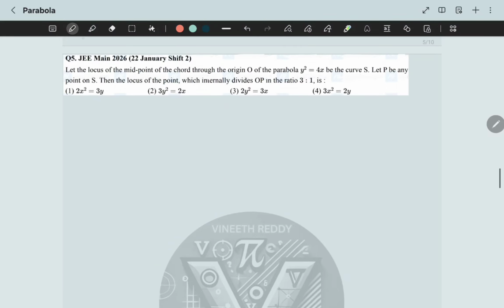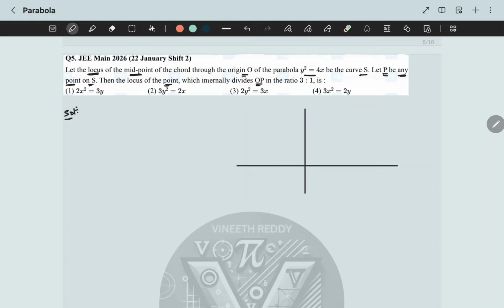Next question says, let the locus of the midpoint of the chord through the origin of the parabola be the curve S. Okay, fine. Let P be any point on this S. This "any point" is a very important thing here. Then the locus of the point which internally divides OP in the ratio 3:1. So this is a procedure based question, dear students, and often most of the students find locus very difficult. Let us try to simplify it now.